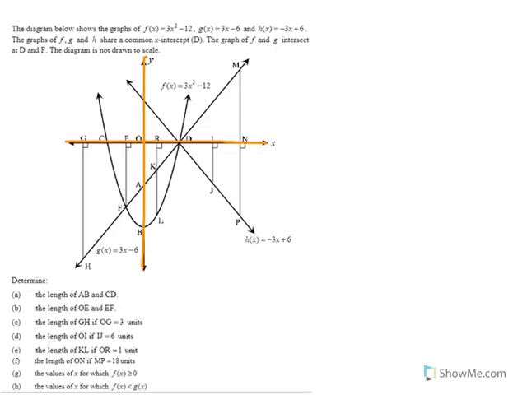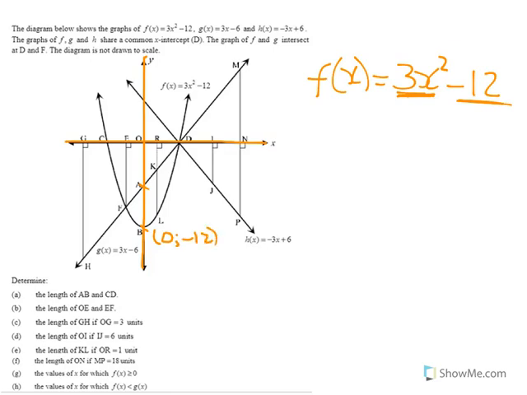Right. Determine the length of AB and CD. So AB, what we'll see about A and B is that they're both y-intercepts of our graphs. You should be able to see from the equations, if you look at f of x is equal to 3x squared minus 12, that's a parabola that's been steepened a bit and then moved down by 12 units. So that means that this y-intercept is now going to be (0, -12) and not the origin anymore.